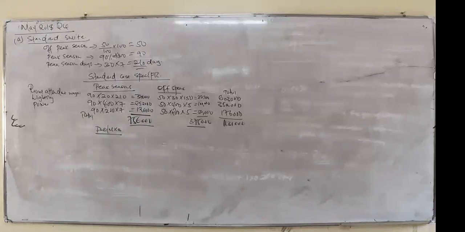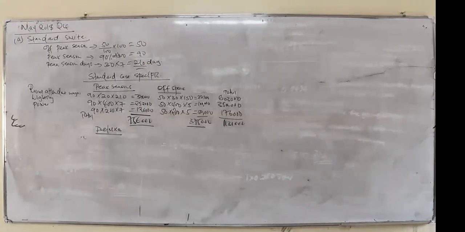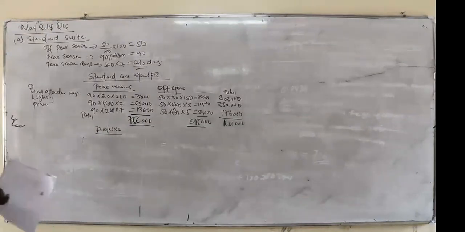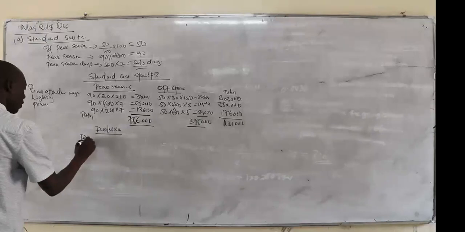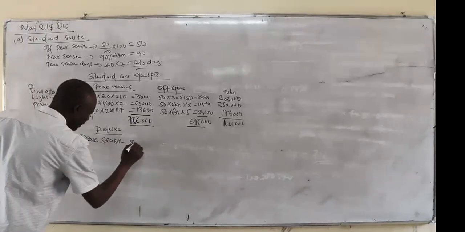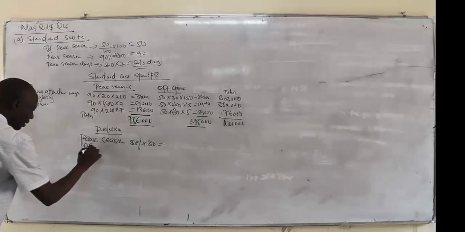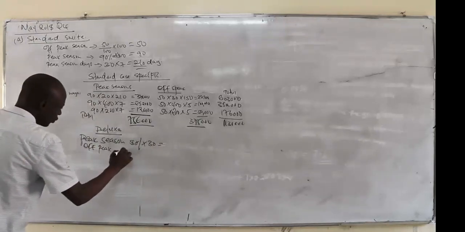Peak seasons, we have been told, is 80%. Peak season is 80% here. So for peak seasons, it will be 80% of 30. And then off-peak, it will be 20% of 30.